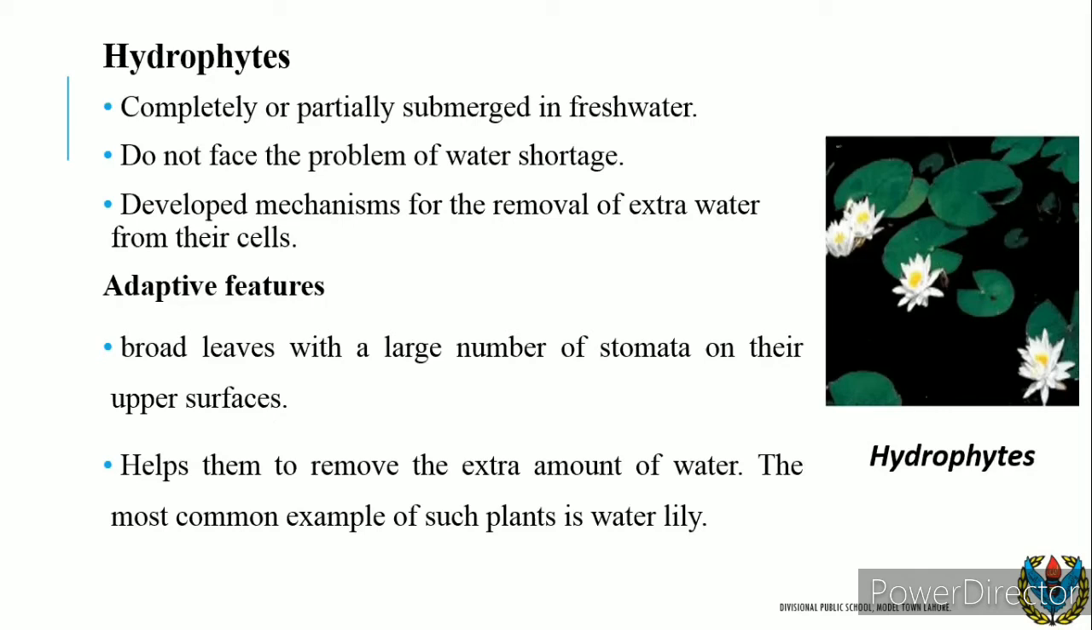Number one, the adaptive features are the characteristics of this plant having broad leaves with a large number of stomata on their upper surface to excrete the excess amount of water from the plant body. Second, that helps them to remove the extra amount of water. The most common example of such a plant is the water lily.